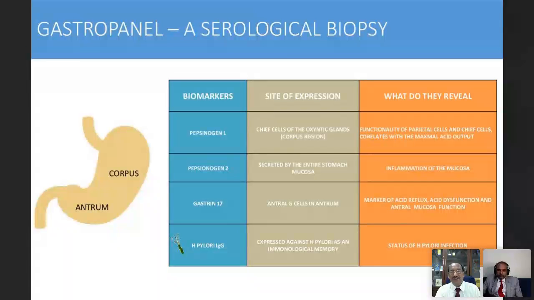Then gastrin 17 is from the antral G cells. Once the antral G cells are disordered, gastrin 17 secretion will go down. The lower the gastrin 17, the more it can promote reflux into the esophagus. So G17 is a marker of acid reflux, acid dysfunction, and antral mucosa function because it is produced from the antrum. If G17 is intact, the antrum is intact. H. pylori IgG is the antibody expressed against H. pylori by the human body as an immunological memory. So it shows the status of H. pylori infection.